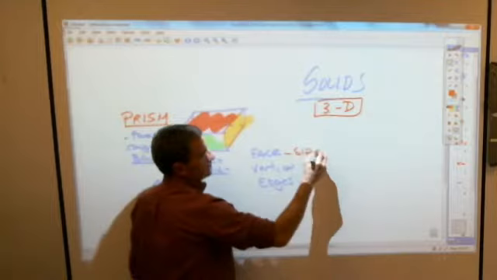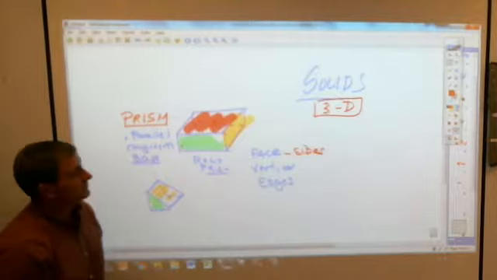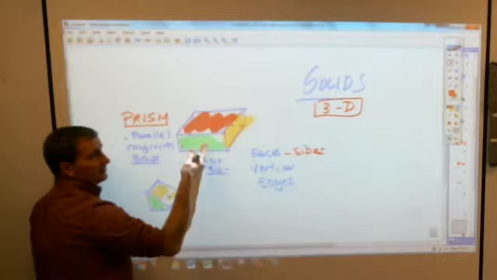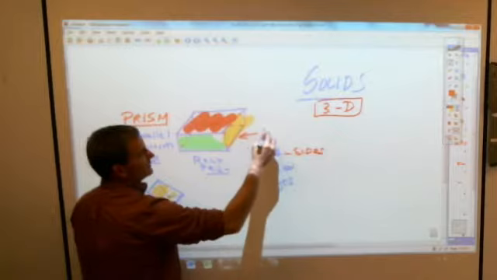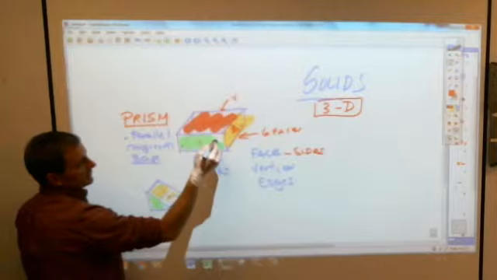For example, on this rectangular prism, how many faces does it have? And the hard part about this is you have to count the ones you can't see as well. You can see the top, the front, the right side, but you also have this back, left side, and bottom, which would make how many faces, Sophia? Six. Yeah, this thing has six faces. One, two, three, four back there, five here, and six on the bottom.